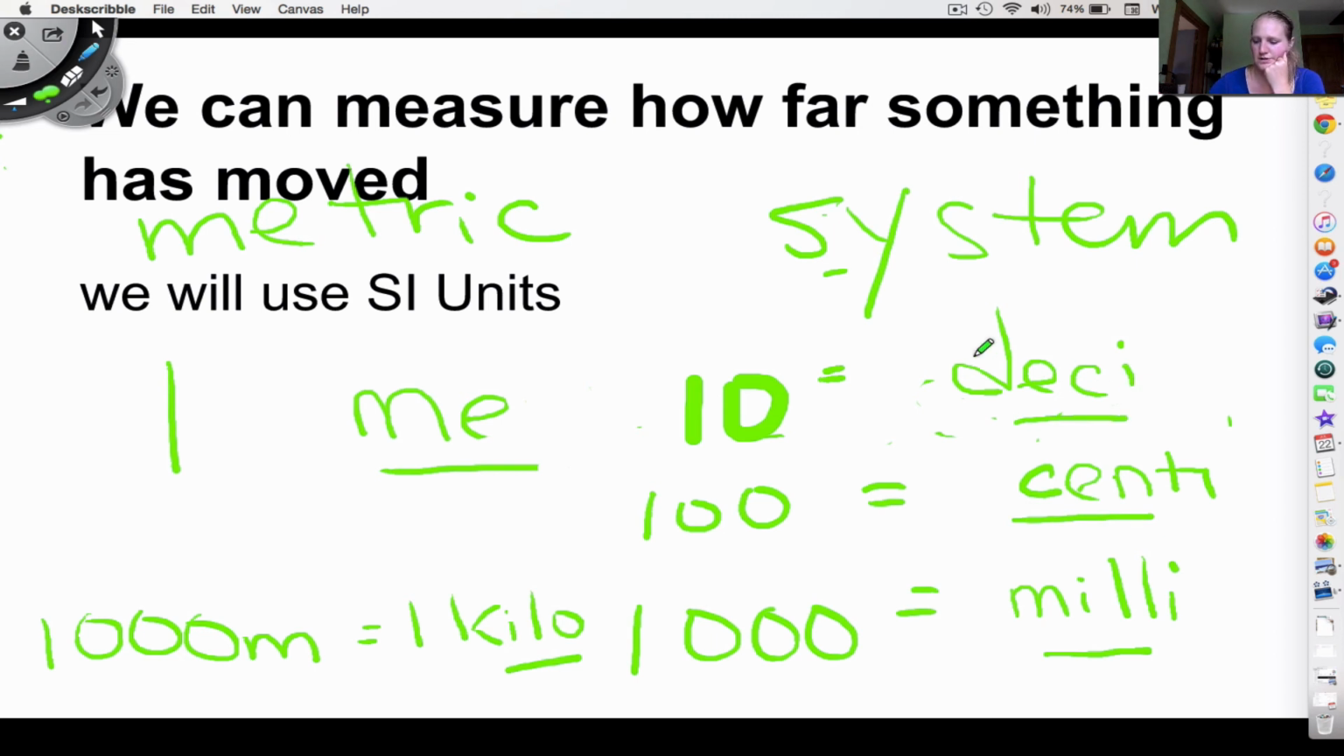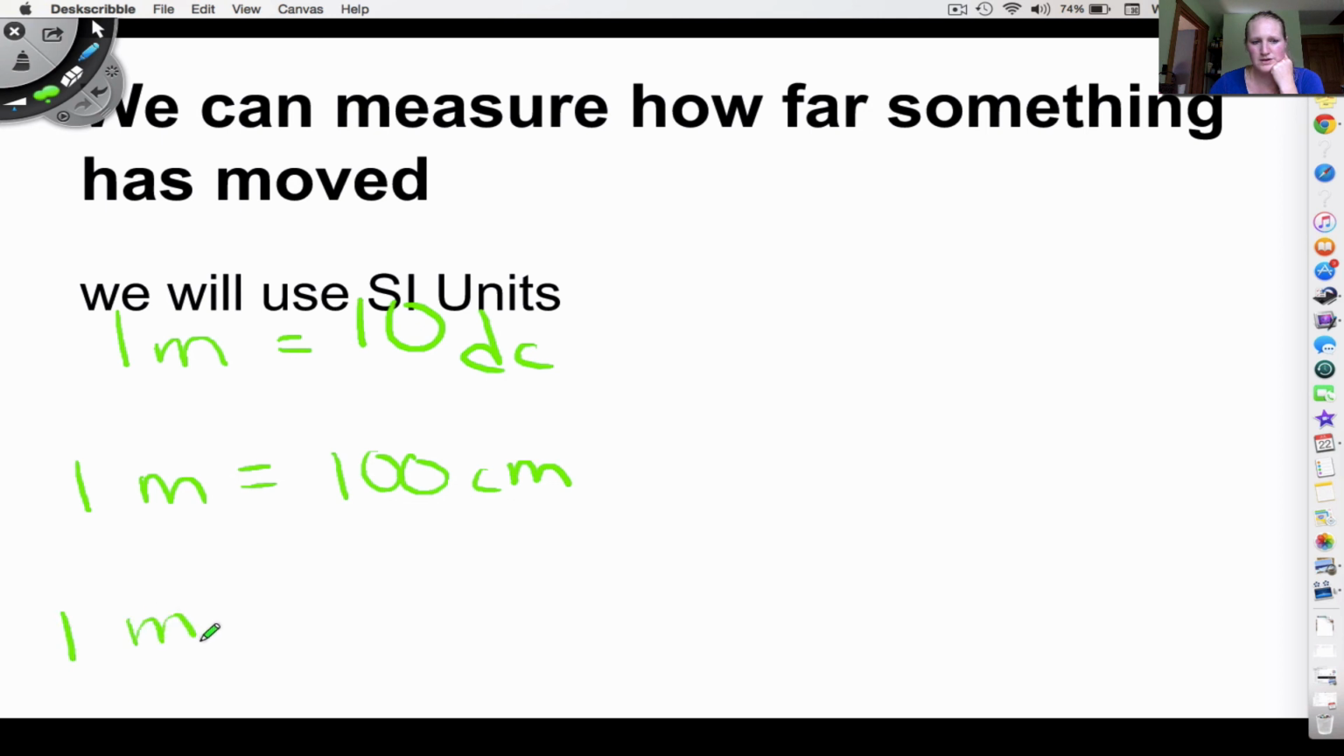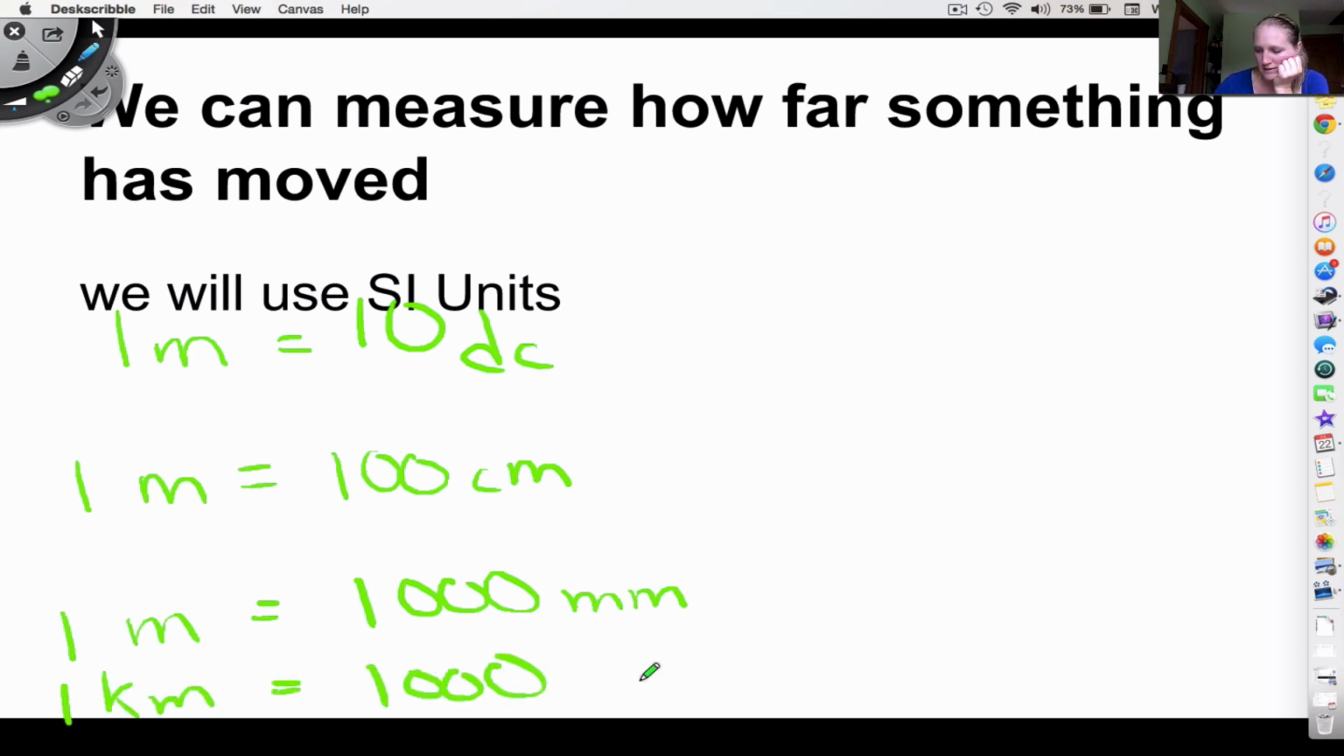Okay, so just to recap that concept, in every 1 meter, there are 10 decimeters. In every 1 meter, there are 100 centimeters. In every 1 meter, there are 1,000 millimeters. And in 1 kilometer, there are 1,000 meters.